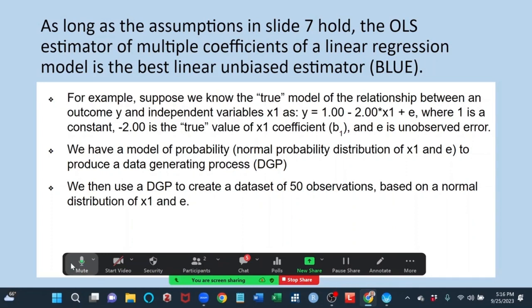And E is the unobserved error, right? What we can't explain. So we have a model of probability based on normal probability distribution of X1 and E, going back to our slide 7. And we produce data through this data generating process that I talked about last time. We then use this DGP to create a data set of, say, 50 observations based on normal distribution of X1 and E. Okay? Everyone follow? Okay.